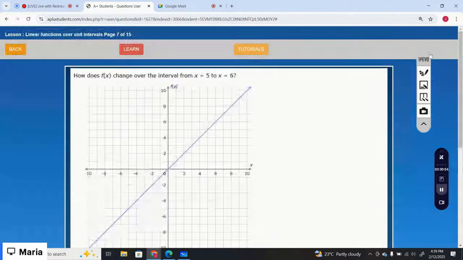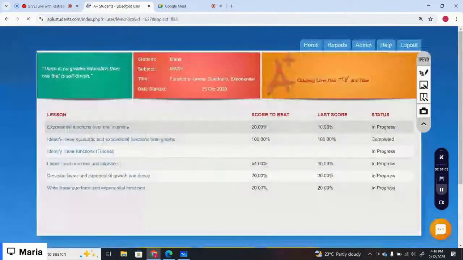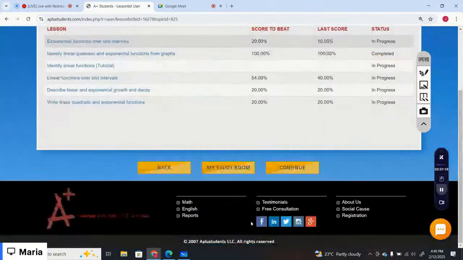Okay, you can complete the lesson by yourself later today. So we were working on grade 9 math. The chapter we are working on is functions: linear, quadratic, and exponentials. So please make sure before the next session you complete all the practice questions for the lessons we just did. That is your homework until next session.